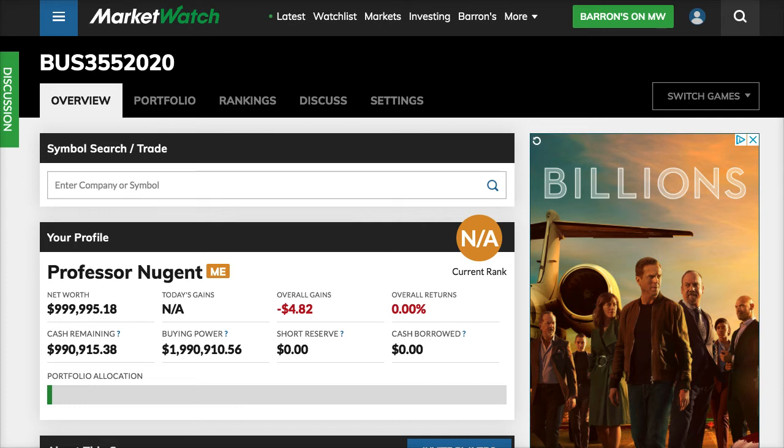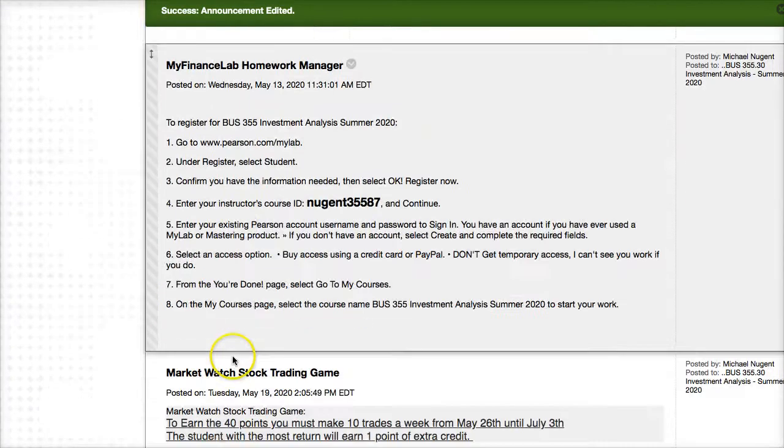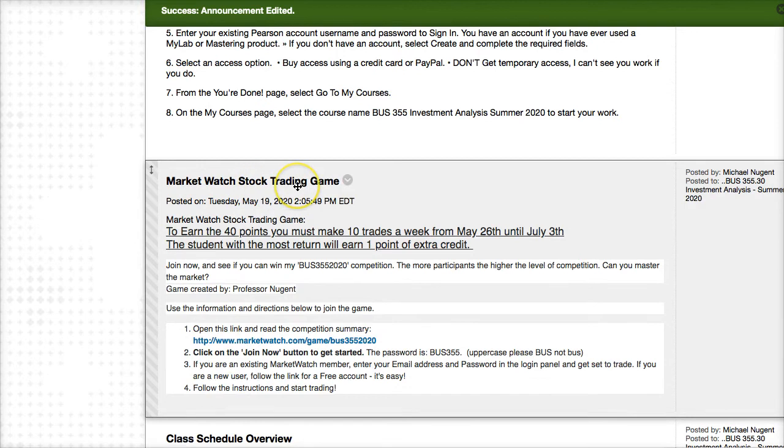First thing to do is go under announcements, where you'll see an announcement called MarketWatch stock trading game. Here, I'll explain that this assignment is worth 40 points on your grade. You must make 10 trades a week between May 26th and July 3rd. So that's 6 weeks, you must make 60 trades. And you earn 1 point of extra credit if you're the student with the highest overall return.